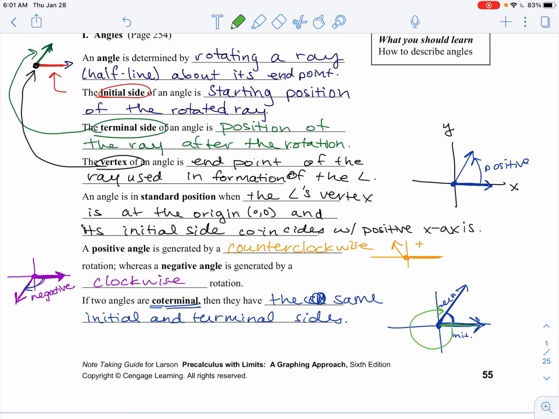Okay, so here we have two angles that are coterminal, meaning they have the same beginning and same end, but they're different angles, right? The blue angle, the positive one, is an acute angle, where the green angle, the negative one, is not an acute angle, right? That's an obtuse angle, yet they have the same initial and terminal sides.